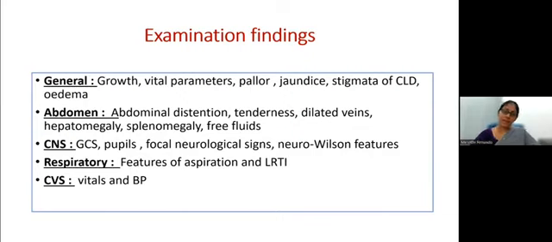In addition to that, a child with liver disease might have neuromuscular features as well. Respiratory-wise, in regards to liver disease, if they are encephalopathic, they might have features of aspiration or concomitant lower respiratory tract infection. Cardiovascular-wise, it's just the vital parameters and blood pressure.